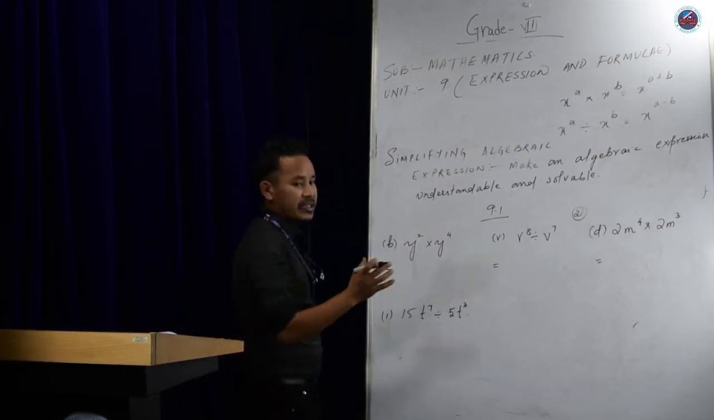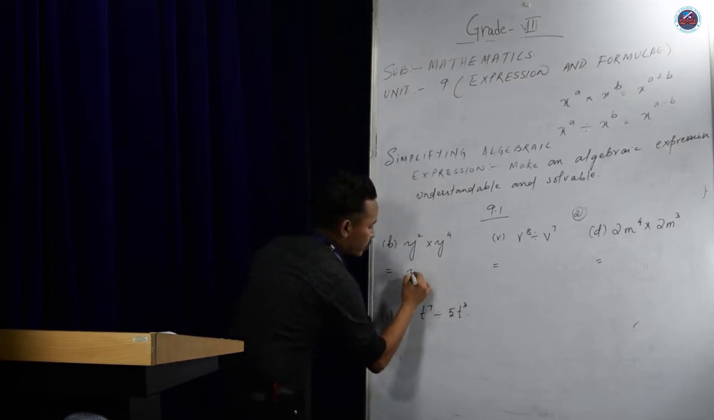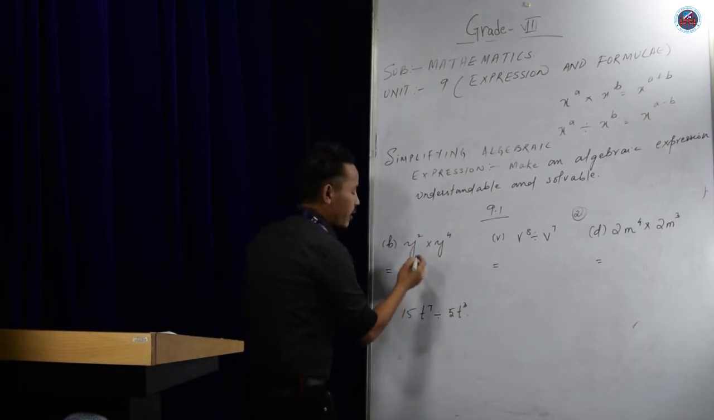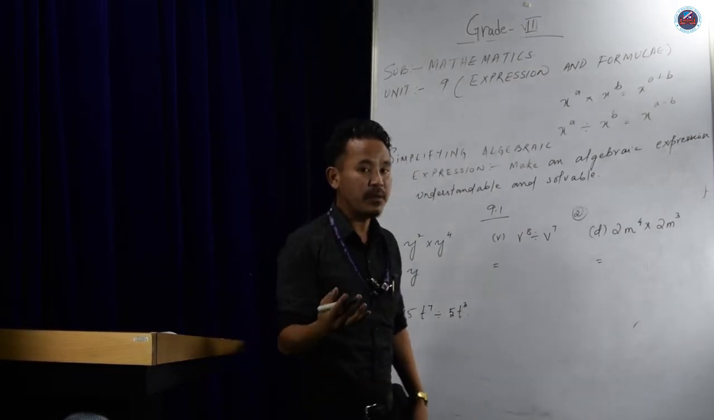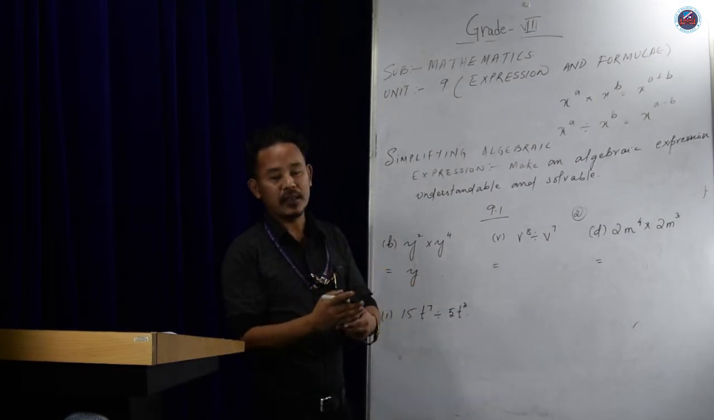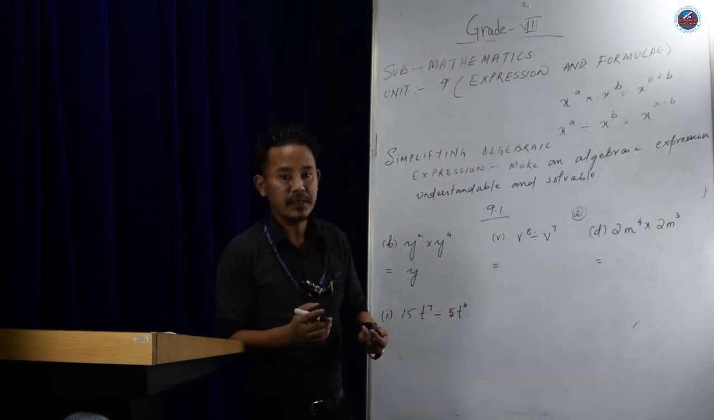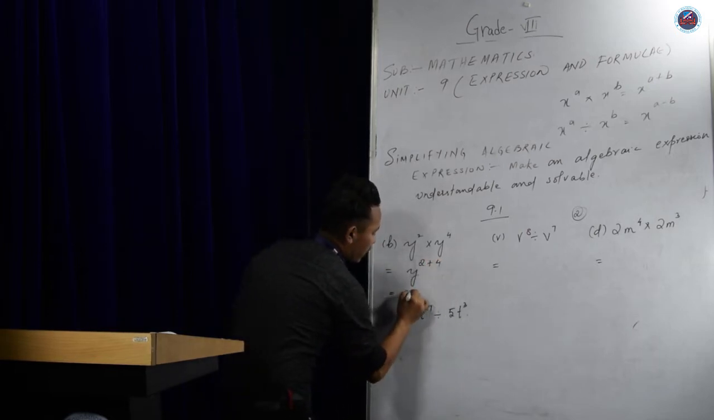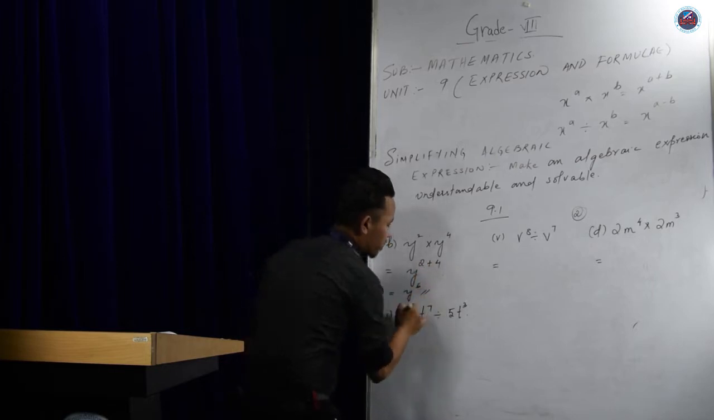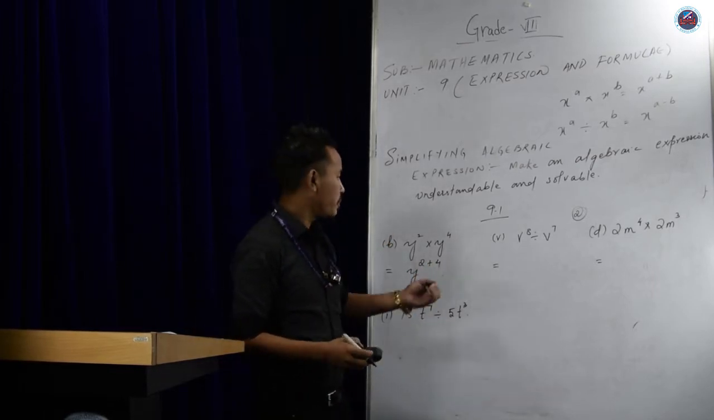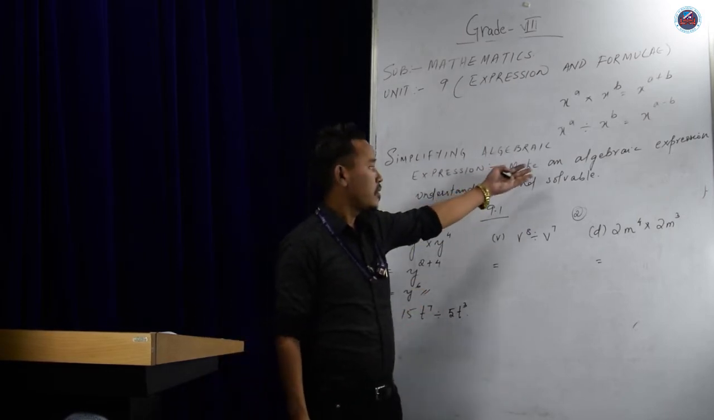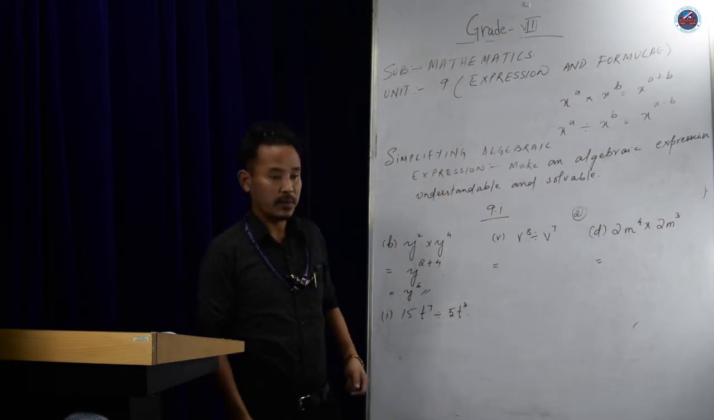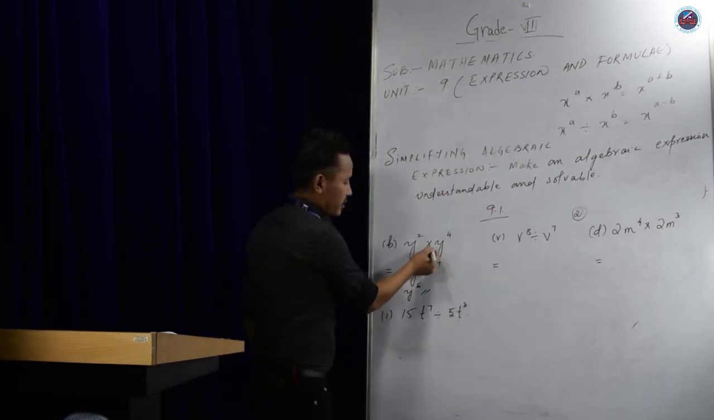First, we can see both have the same base, y. Since it's a product, since multiplication is here, we simply have to add the powers. That's very simple. Always remember, when a product is there, we add, and when division is there, we subtract. So y raised to the power 2 plus 4 gives us y to the power 6. That's it, simple and understandable, as the definition says, making an algebraic expression understandable and solvable. Now we are done with the multiplication.